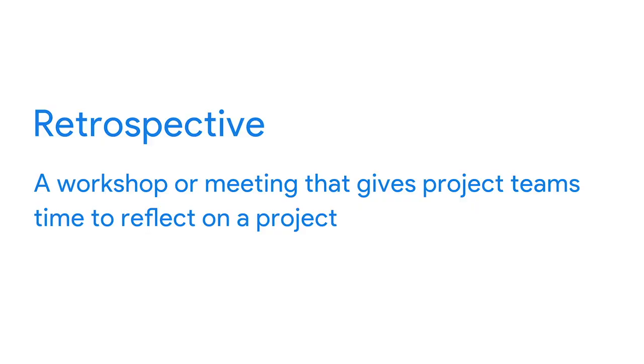A retrospective, sometimes referred to as a retro, is a workshop or meeting that gives project teams time to reflect on a project. A retrospective gives you a chance to discuss project successes and setbacks and to learn from mistakes. Though retrospectives often happen at the very end of a project, they are also a helpful process improvement tool that can and should be used throughout the project lifecycle, especially after reaching a project milestone.